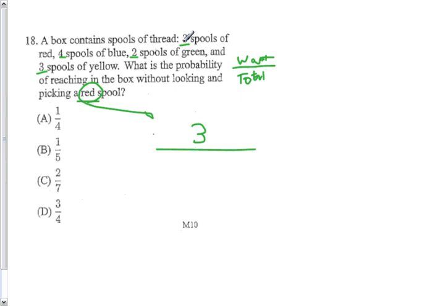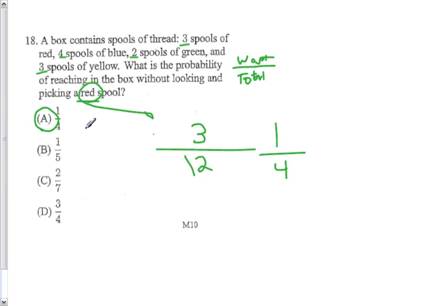So we would have the 3 plus 4, which is 7, plus 2, which is 9, plus another 3 of the yellow, which is 12. Okay, so we have 3 over 12. We look at our answer choices, and 3 over 12 is not one of our choices. Now, they have reduced in the answer choices. 3 over 12 reduces to 1 over 4, which would be A, our answer choice.